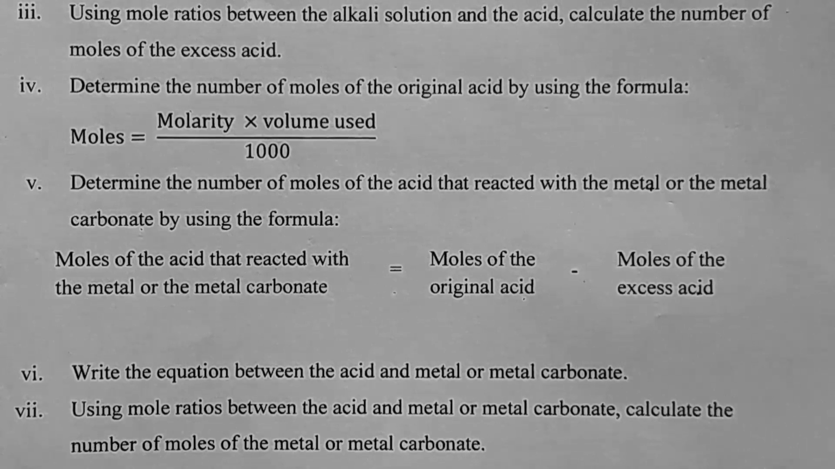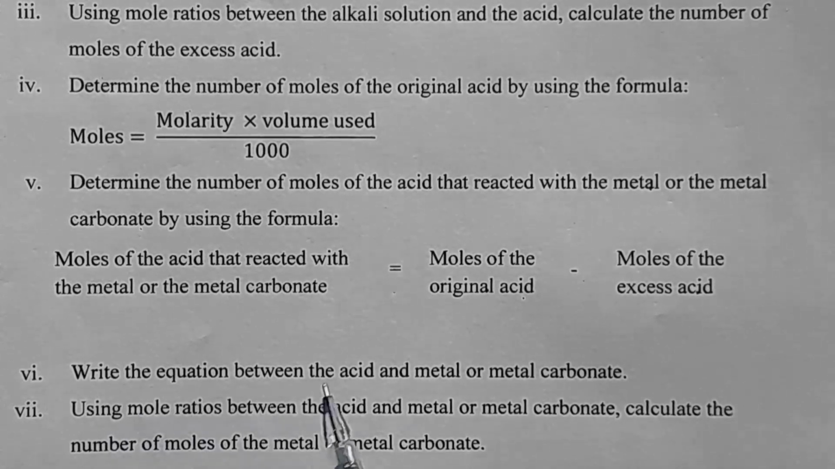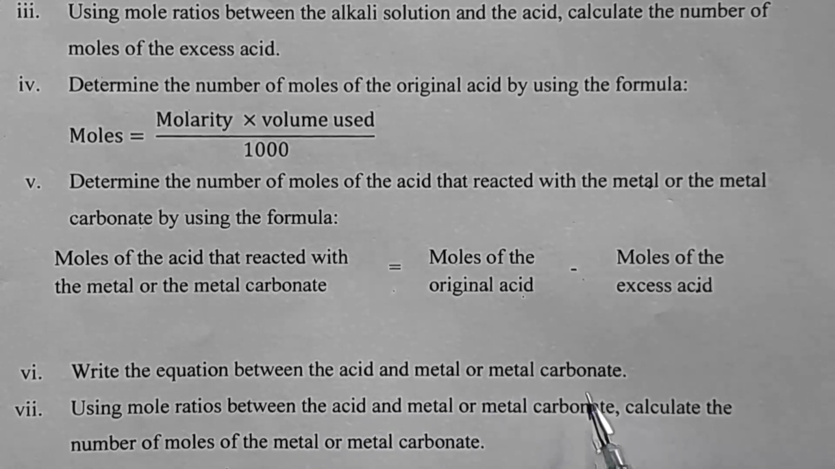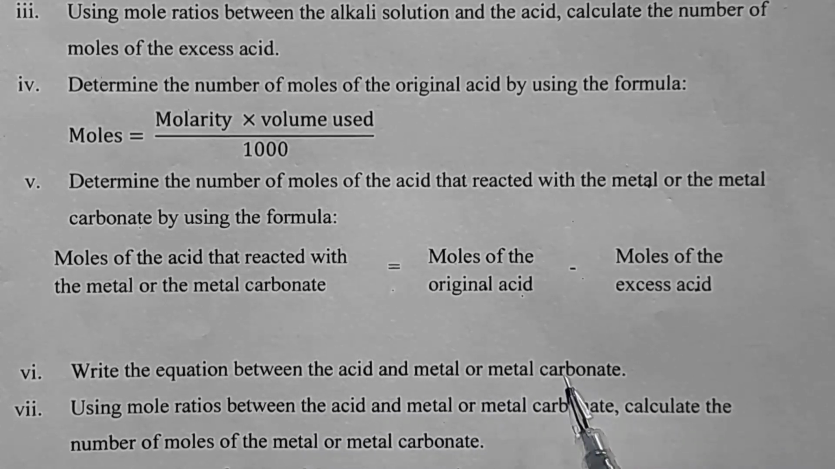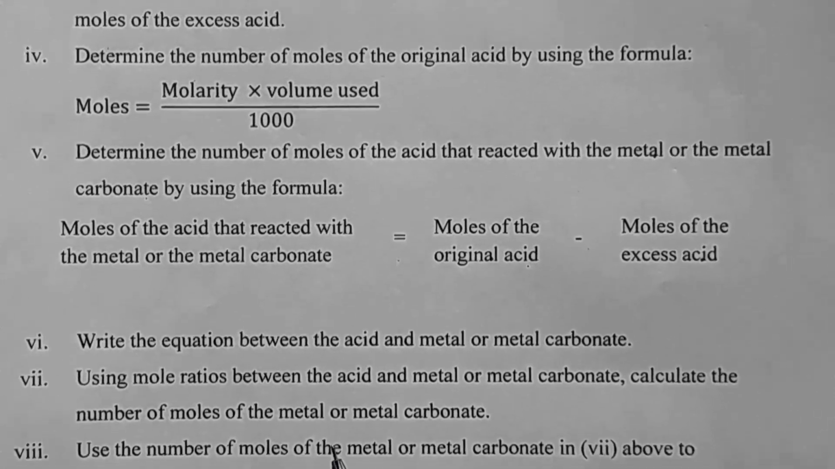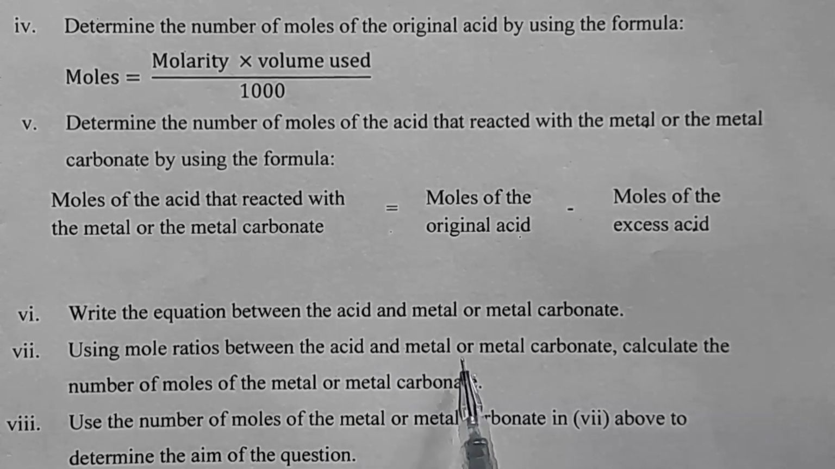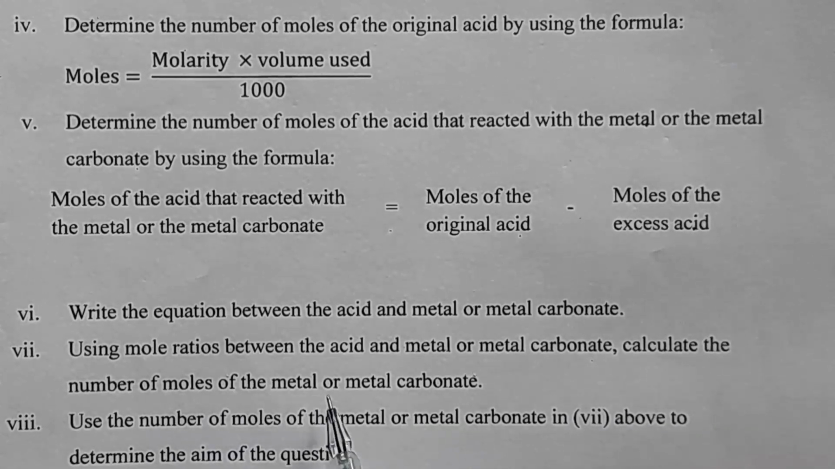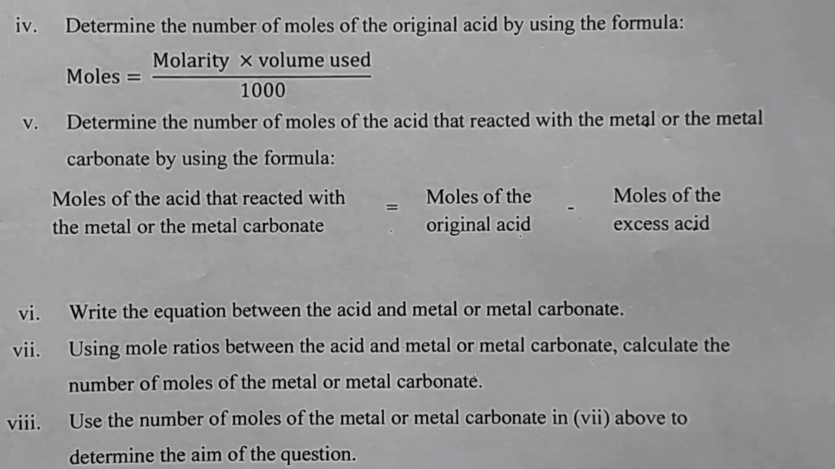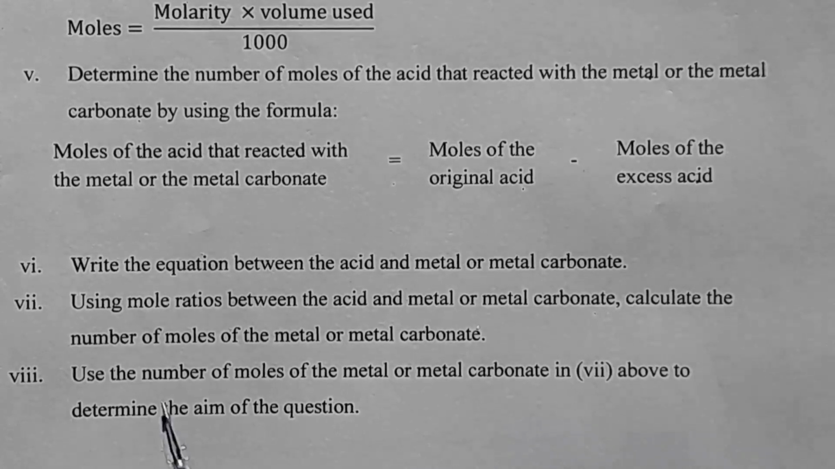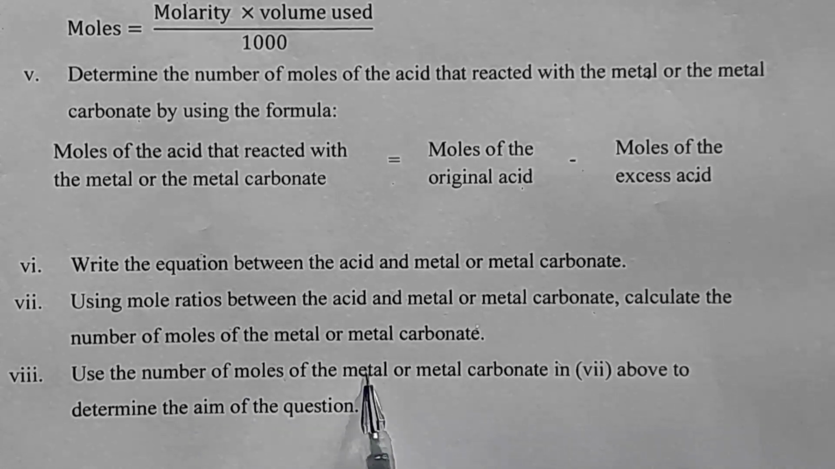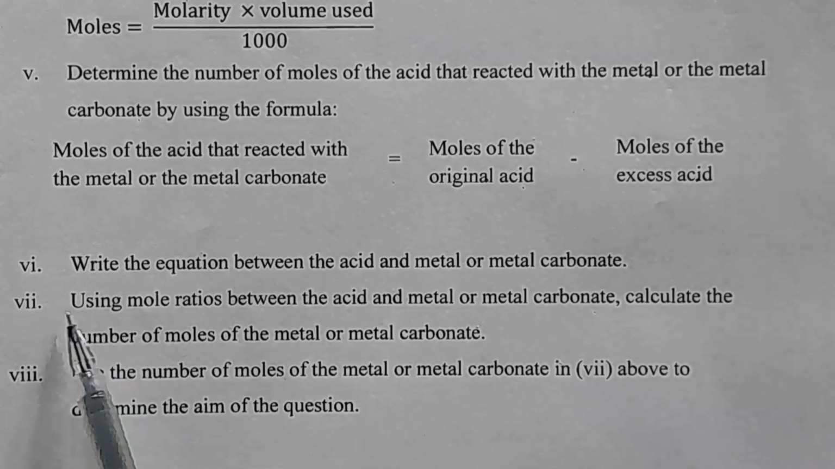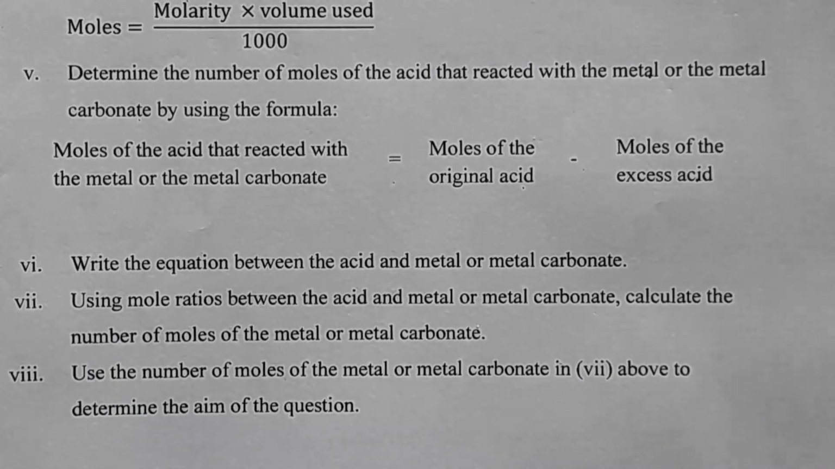Then after that, step 6, you are supposed to write the reaction between the acid and the metal, or the acid and the metal carbonate, in case you are given metal carbonate. Then step 7, using the mole ratio between the acid and the metal or the metal carbonate, you are supposed to calculate the number of moles of the metal or the metal carbonate. You are using mole ratio. Then step 8, we are told to use the number of moles of the metal or the metal carbonate obtained in step 7 above to determine the aim of the question.